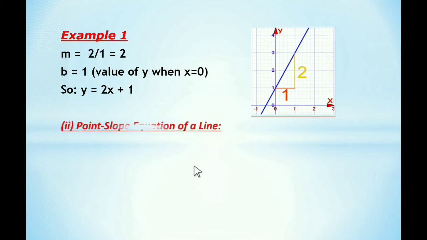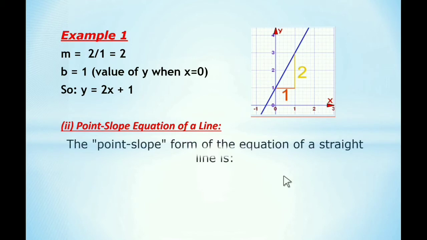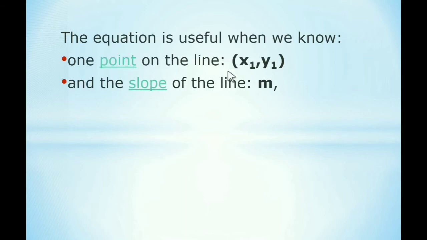The second one is the point-slope equation of a line. That is, when the point and slope are given, what will be the equation of the line? The point-slope form of the equation of a straight line is y minus y1 equal to m into x minus x1. Basically, this is the formula for the slope. You can prove this by calculating the slope. The equation is useful when we know one point of the line, x1 y1, and the slope of the line, m.